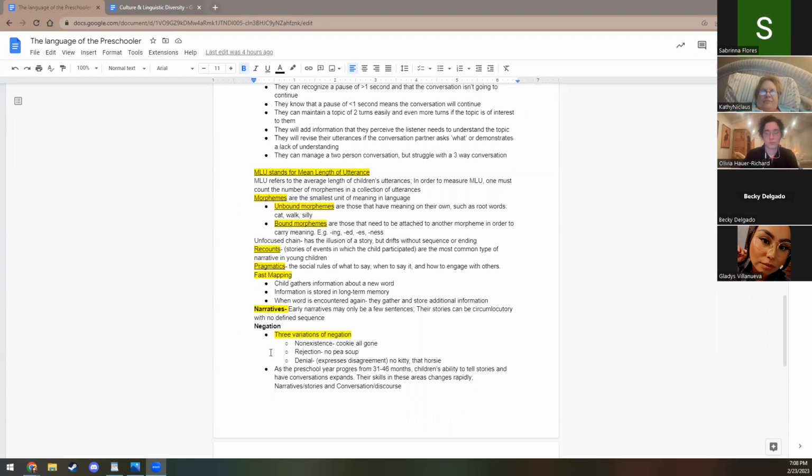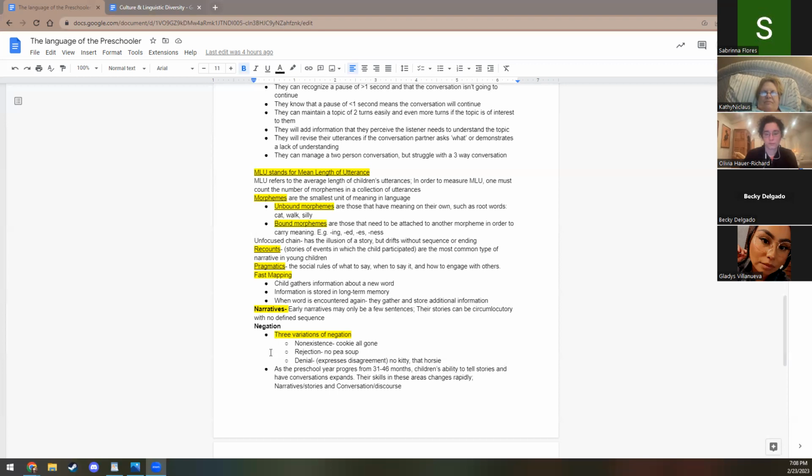You have MLU, which means mean length of utterance. So it's just the average length of a child's utterances. In order to measure this, one must count the number of morphemes in a collection of utterances. And morphemes are the smallest unit of meaning in language. There are two types. You have bound and unbound. So unbound is when a word has meaning on its own, so like a root word.